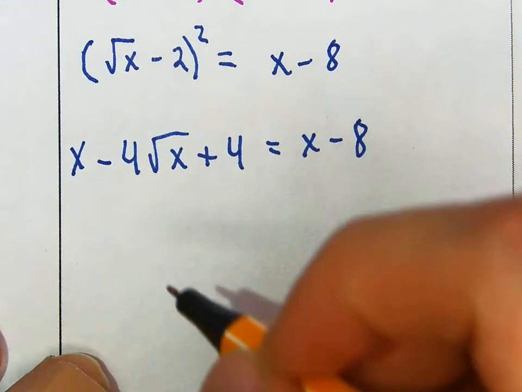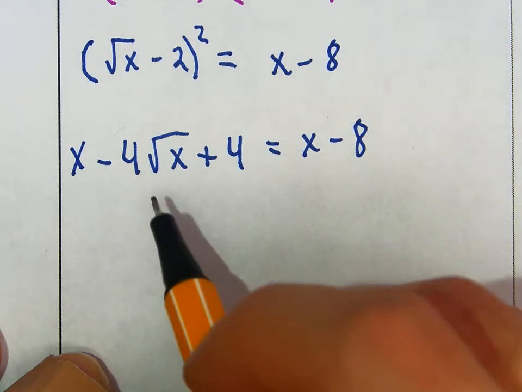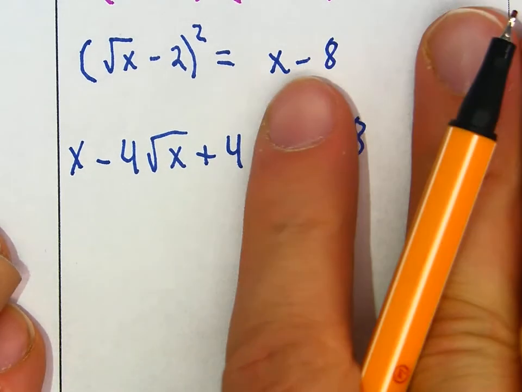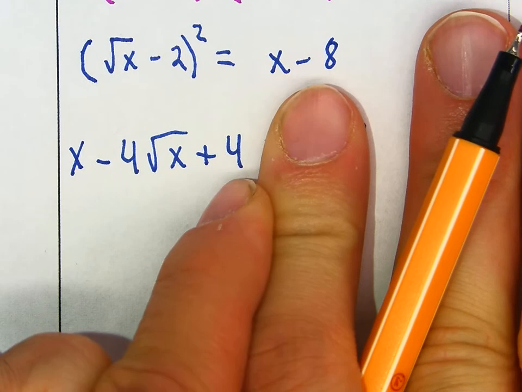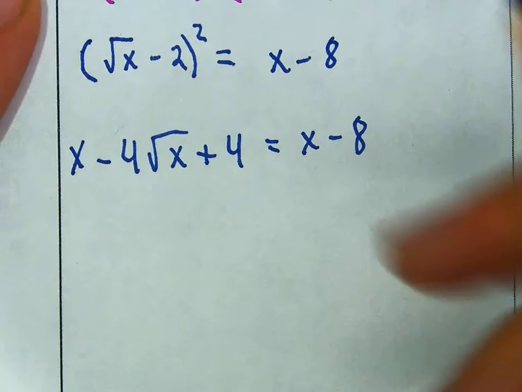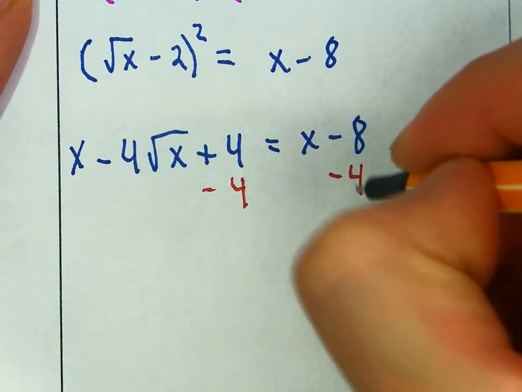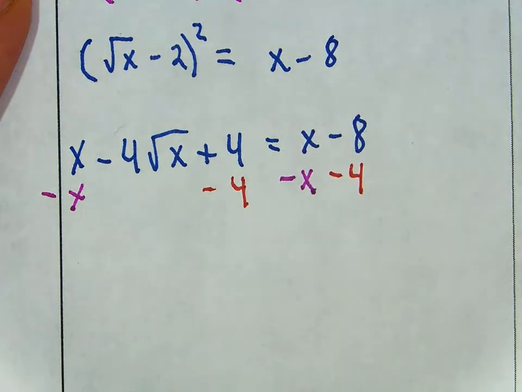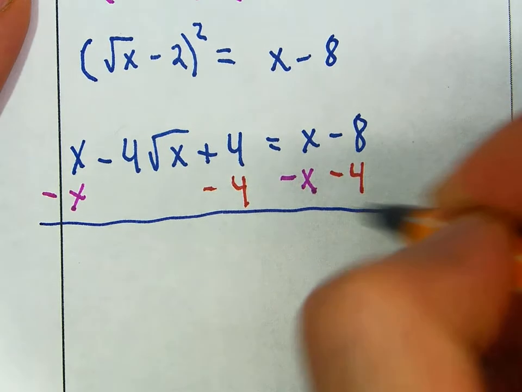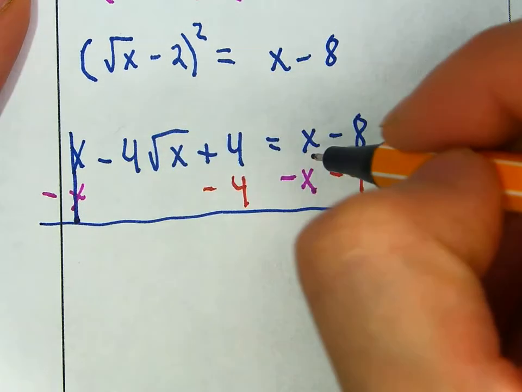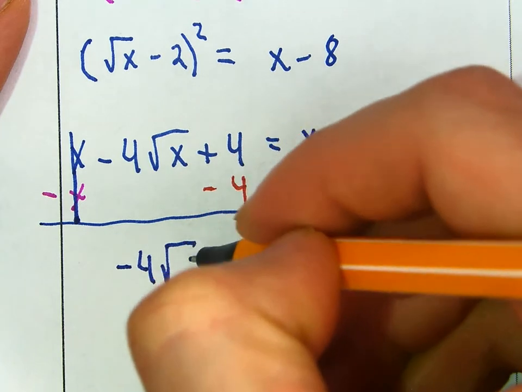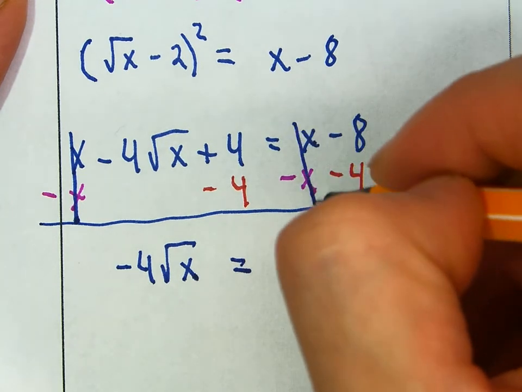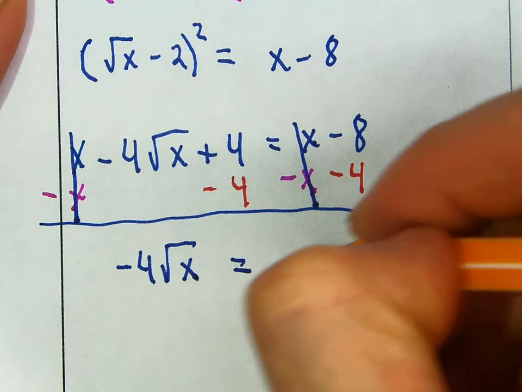Pause the video. Now here, if you want to see the solution, right? Notice that I want to get this radical by itself, right? So notice what's in the way on this side of the equation. What's in the way? The 4 and this x. So what I'm going to do is subtract 4, and I could also subtract x, right? So notice that this x minus x is 0, and now what am I left with? Negative 4 square root x. 4 minus 4 is 0, equals x minus x is 0. Negative 8 minus 4 is negative 12.